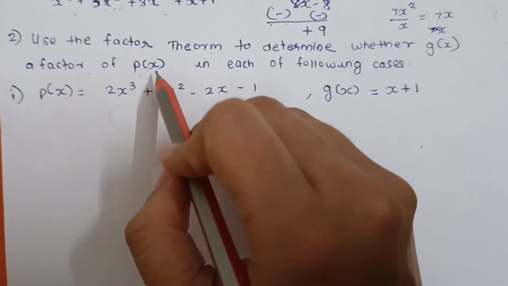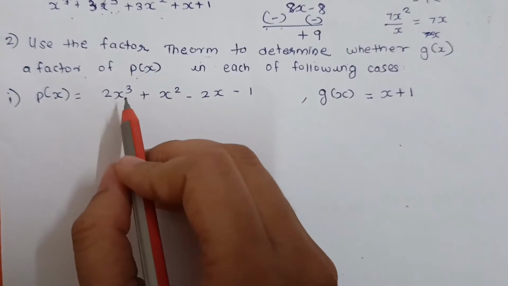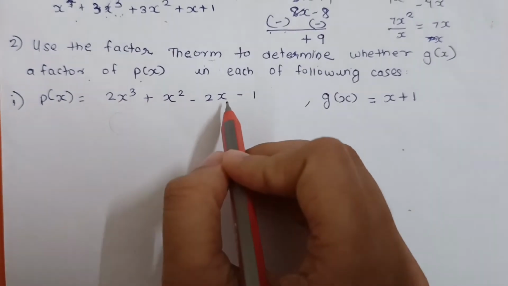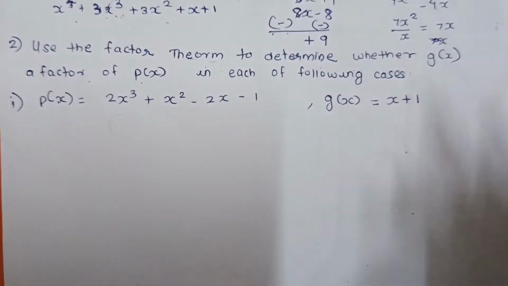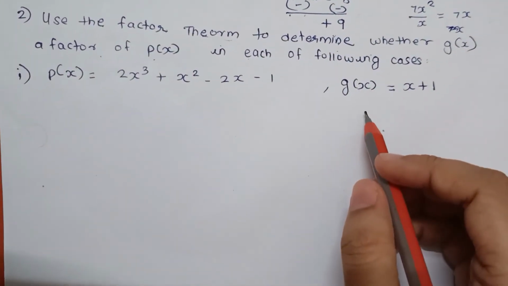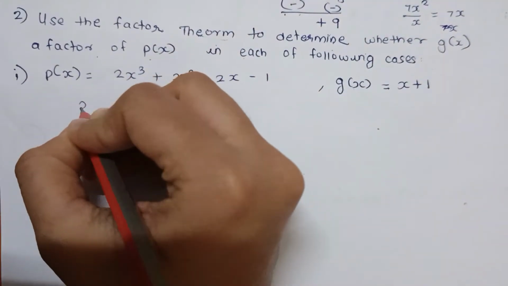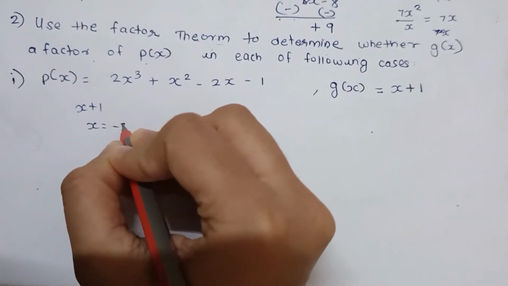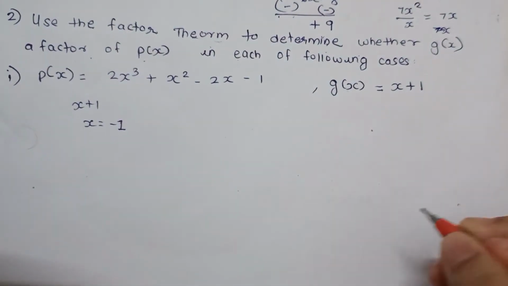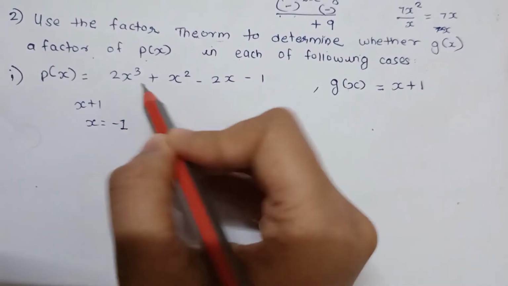Find whether gx is a factor of px in each of the following cases. First, px is equal to 2x cube plus x square minus 2x minus 1, and gx is given as x plus 1. So first we have to find the value of x. Here x plus 1 equals 0, so x is equal to minus 1.